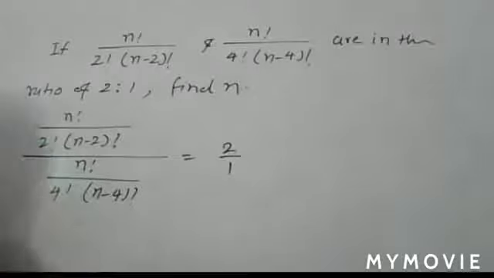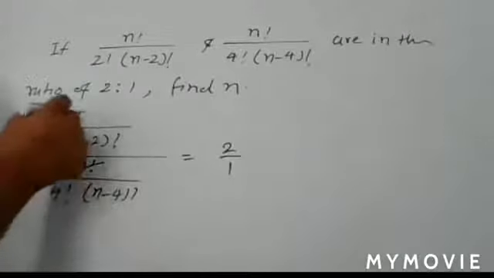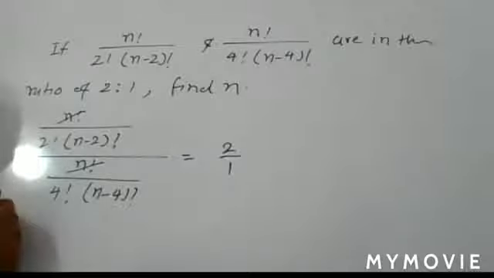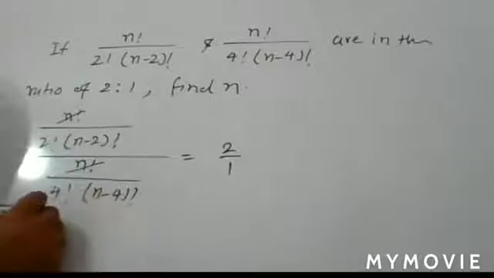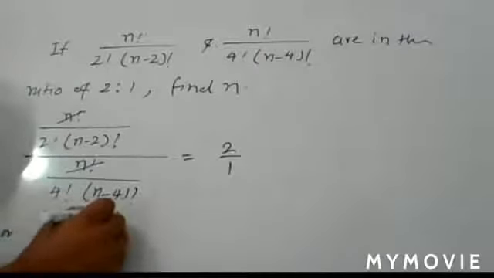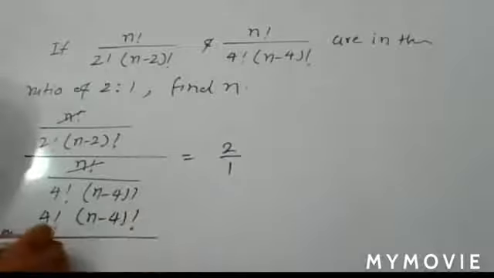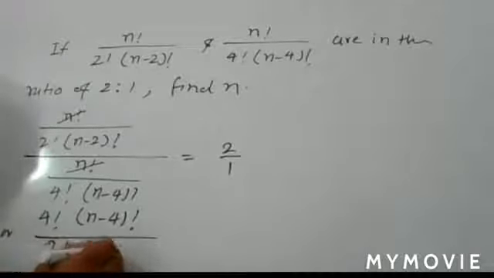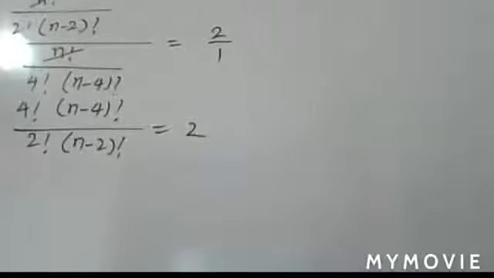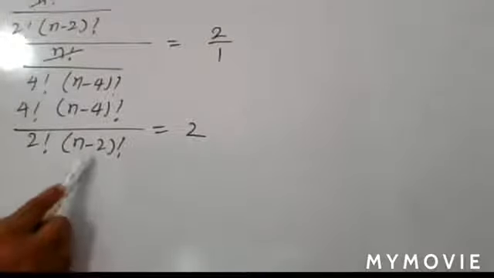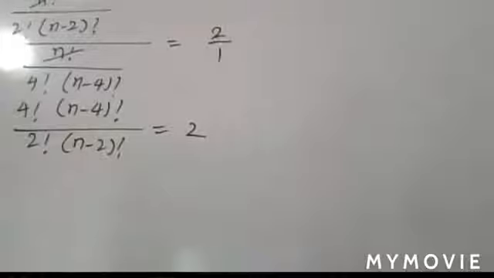Here n! and n! cancel out. Now these numbers move to the numerator, so you have 4!(n-4)! divided by 2!(n-2)! equal to 2. You can write it in this way. Now you have the same concept. What you do is expand your larger factorial. So between (n-2)! and (n-4)!, which one is larger?